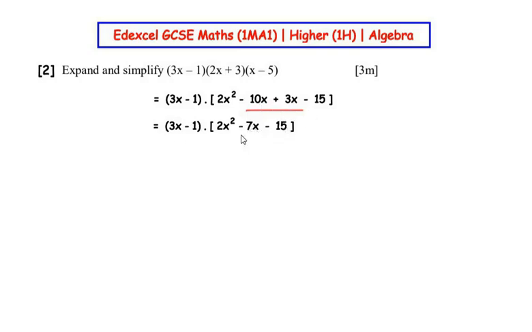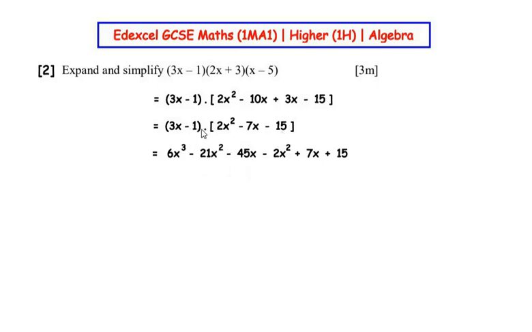Now let us expand these two brackets. So let us begin by multiplying 3x with all the terms of the second bracket. 3x times 2x² gives us 6x³. 3x times -7x is -21x². 3x times -15 is -45x.